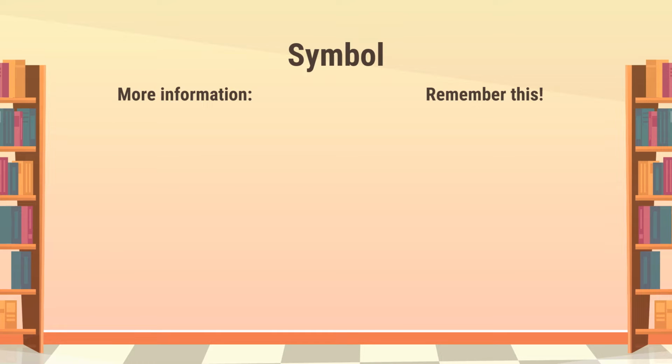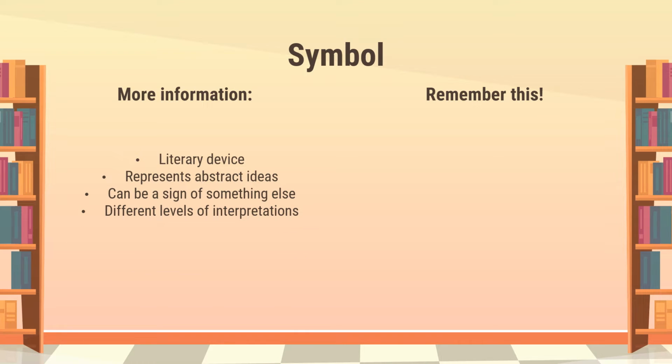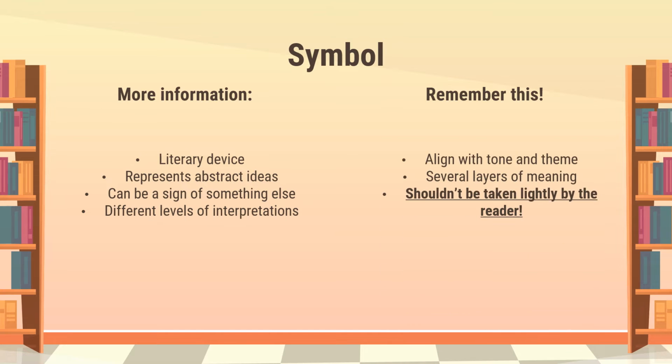And here's a little bit more information on a symbol. So first of all, we need to know that a symbol is another literary device. It can represent abstract ideas, and it can be a sign of something else. And depending on the reader, a symbol has a different level of interpretation by everybody. So what it means for you might not mean the same for somebody else. And here's a couple more important things to remember. It aligns with the tone and the theme of the poem. Symbols tend to have several layers of meaning to them, and they shouldn't be taken lightly by the reader.